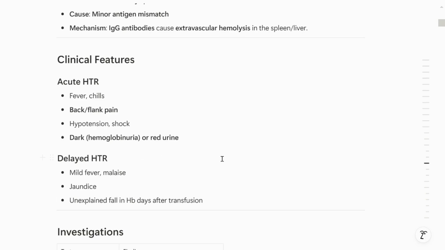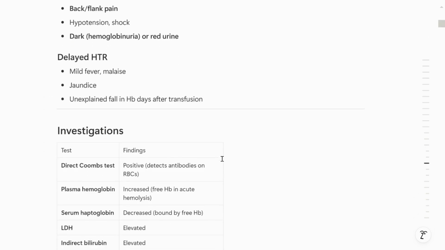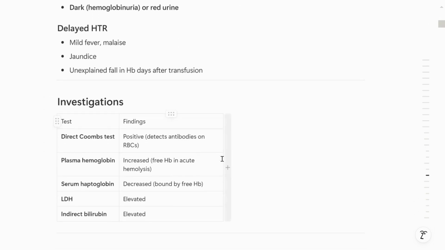So now, how are we going to investigate and what lab findings can be positive? In terms of the investigation, we have the direct Coombs test, which is positive. The plasma hemoglobin will be increased, serum haptoglobin will be decreased, LDH and indirect bilirubin will be increased.